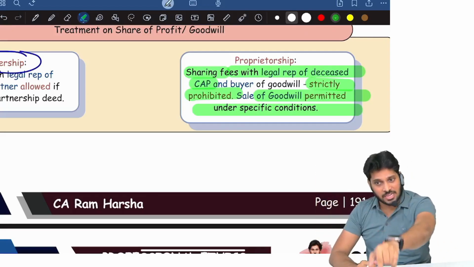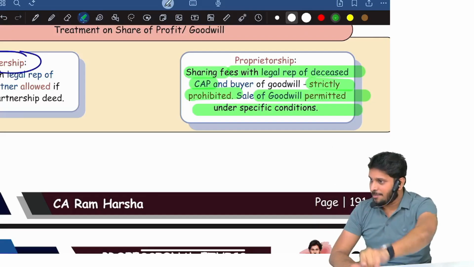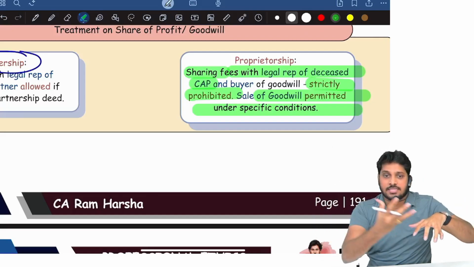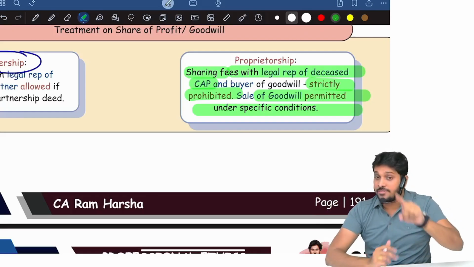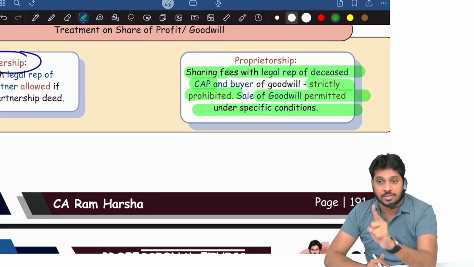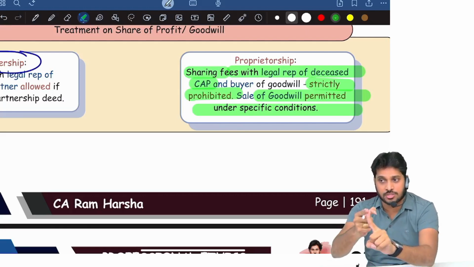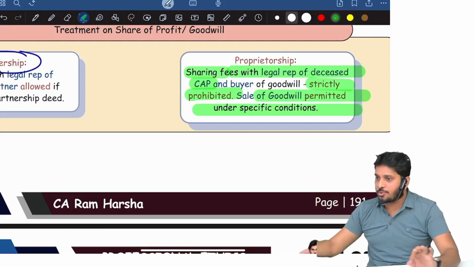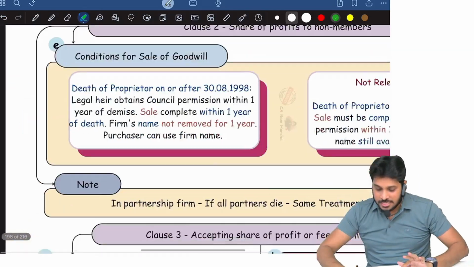Suppose it is a partnership firm, then the deceased partner's legal representative can happily receive the share of profit every year. If it is a sole proprietary concern, only one option. If the proprietor dies, there is only one option: close the firm. Two, sell the firm to somebody. Don't participate in profits later on. Are you clear? Now, sale of goodwill.